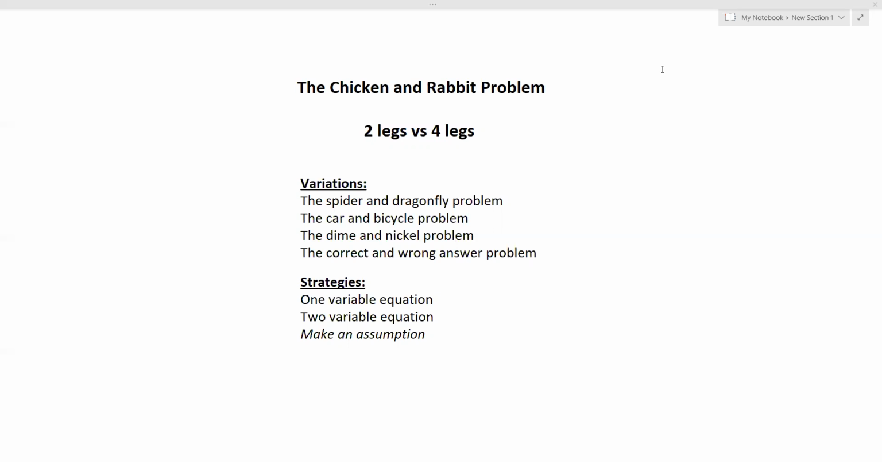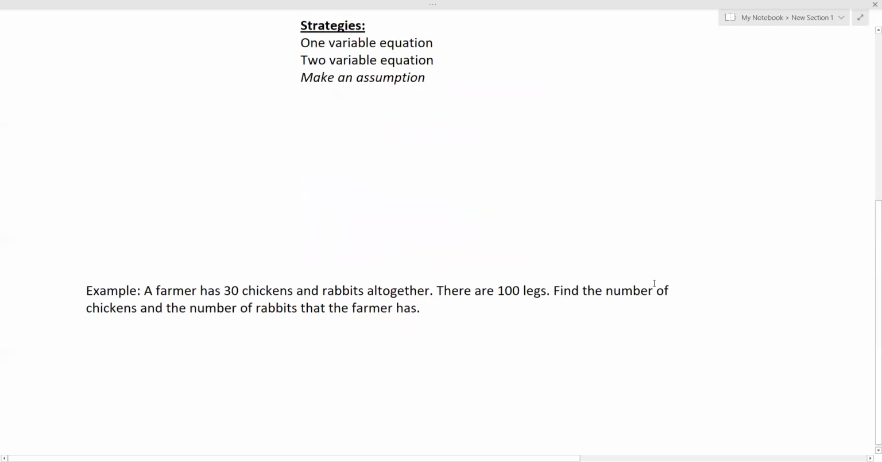So there are a few strategies that we can try with these types of problems. For older kids, we can always set up one variable or two variable equations to solve this type of problem. But for our elementary school students, we introduce the strategy of making an assumption. Now let's look at an example together.